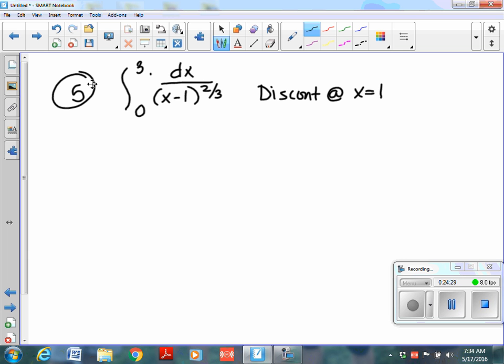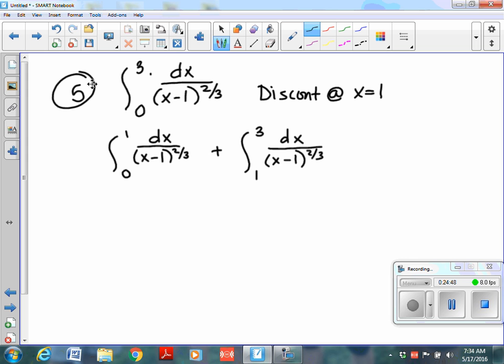We're going to use the third rule, and we're going to integrate from 0 to 1 dx, x minus 1 to the 2/3. And we're going to integrate from 1 to 3 dx over x minus 1 to the 2/3. So it's discontinuous at 1, so I broke it up in that spot. And now I'm going to integrate this. So before I do that, I think I'm going to bring this up. And I'm going to do the same with this one.